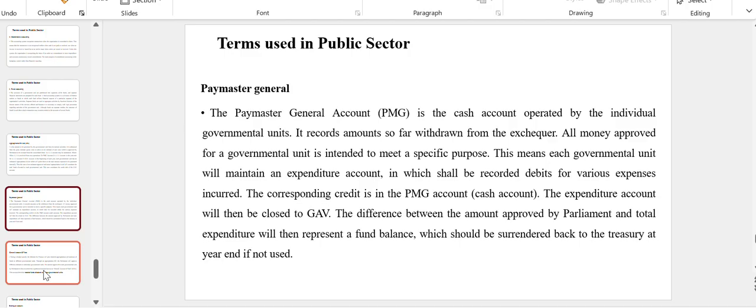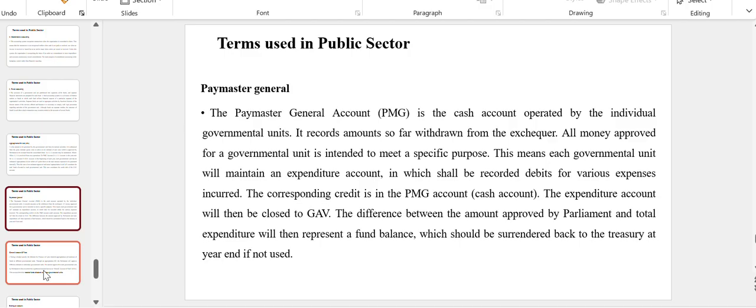Next is what we call Paymaster General. Now, in the public sector, Paymaster General is simply the cash account operated by this governmental unit. The way you debit, when you get money, we normally debit cash. When you use money or you make payment, you credit cash. So in the public sector, these individual governmental units do not maintain a cash account, or their cash account is what we are calling Paymaster General.